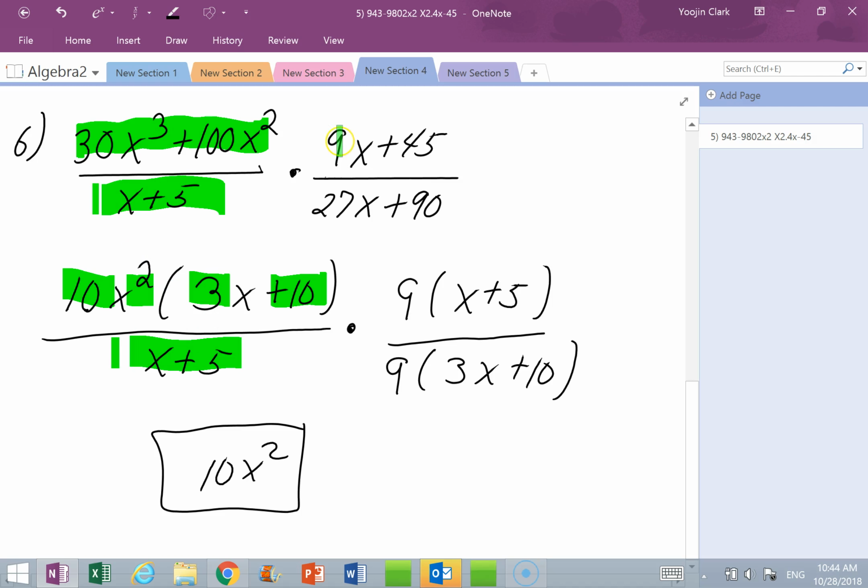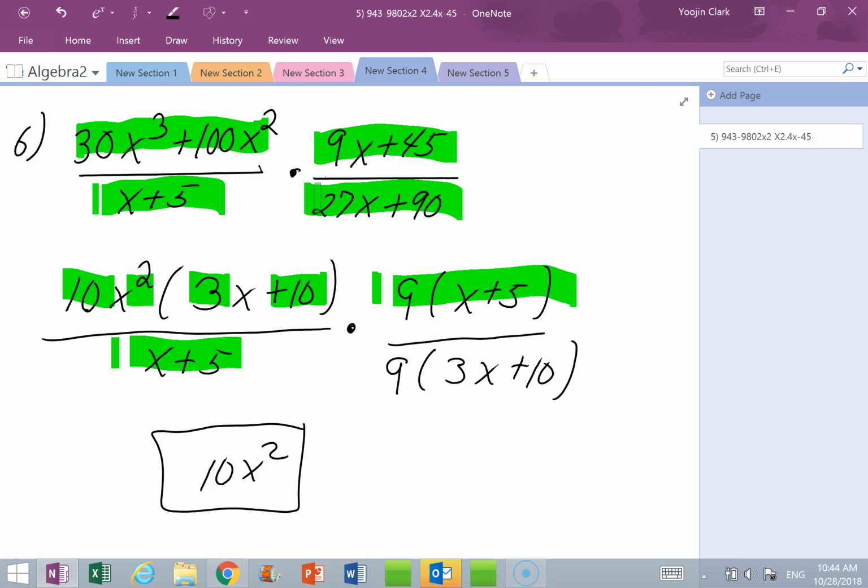I take a 9 out. Another GCF, I take a 9. What am I left with? Well, 9 times 5 is 45. And then I can sit here and do another GCF. What can I take out of 27 and 9? Well, 9 goes into 27 and 9 goes into 90. Okay, so 9 times 3 is 27 and 9 times 10 is 90.